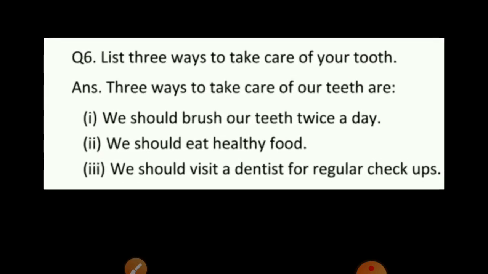List 3 ways to take care of your teeth. 3 ways to take care of your teeth are: we should brush our teeth twice a day. Second, we should eat healthy food. Third, we should visit a dentist for regular checkups.